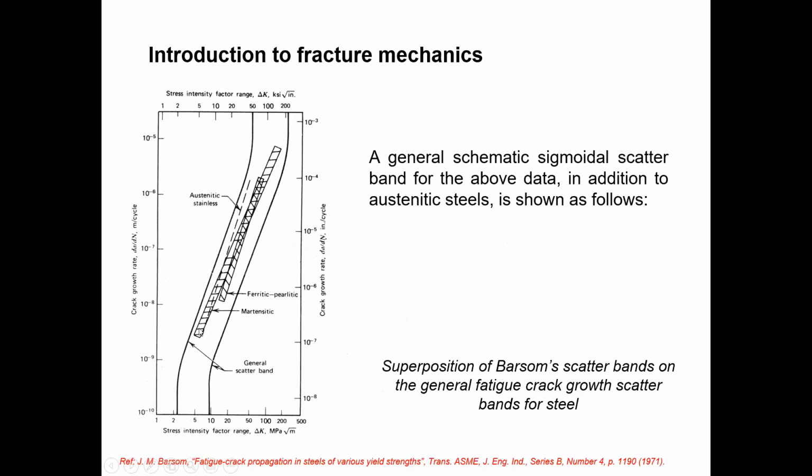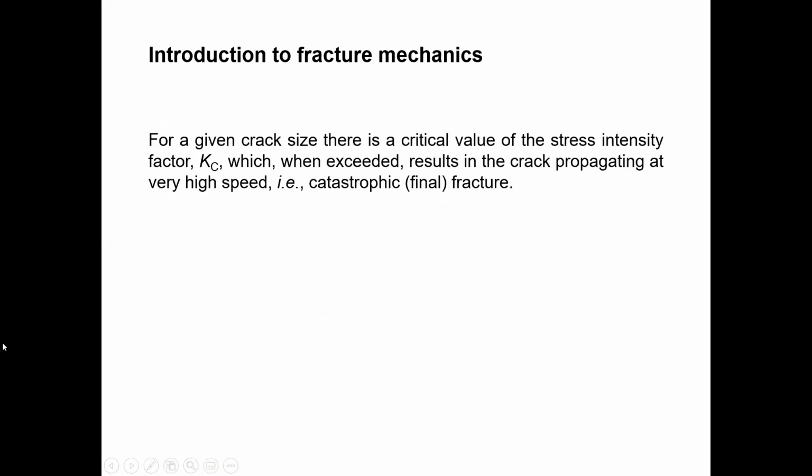This is martensite, so you can see the linear band. The ferritic-pearlite has a different band. This is austenitic steel, so you can see a different line here. So this is the general scatter band, and each material has a different band again inside this band. This is the kind of actual data and variation of the crack growth rate with the stress intensity factor. So you have a rough idea about that.